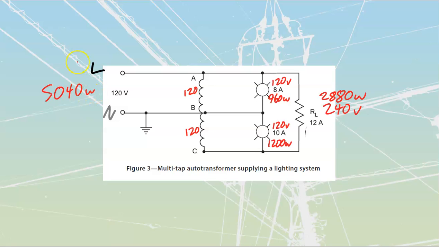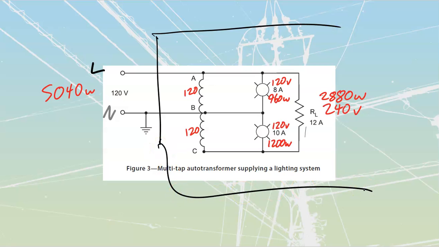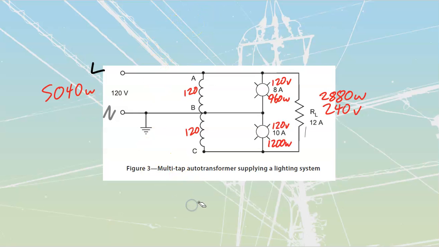How many volts are we feeding in on this thing? Well, we're feeding in 120 volts, right? Our source cannot see what's inside of here. It's all black box to it. It has absolutely no idea what is inside of this thing. It just knows that we've got 120 volts and we've got 5,040 watts. Therefore, we must have a certain amount of current that's going to supply that. We can go and figure that out.